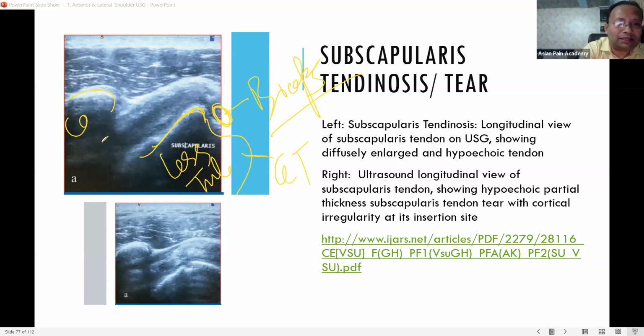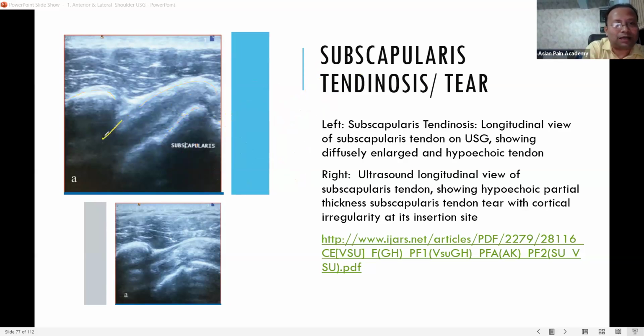But then this muscle is the subscap. This is the subscap. Okay. So this part is the subscapularis tendon. And this is your lesser tuberosity. This is the coracoid. Okay. So anyway, I will show you again.